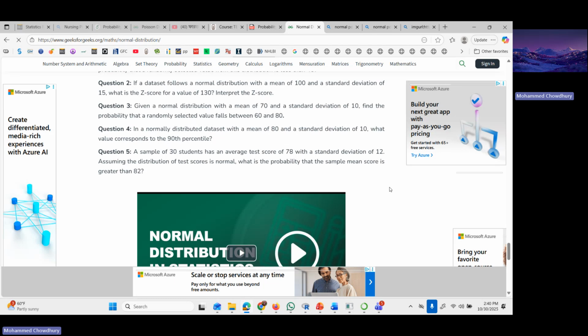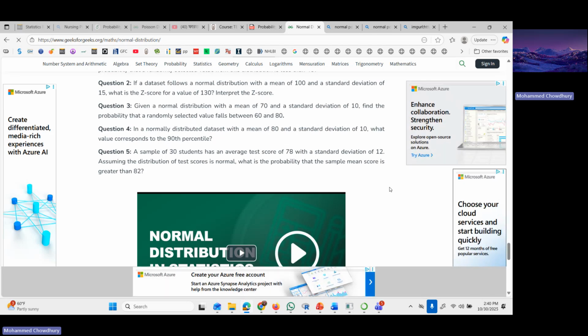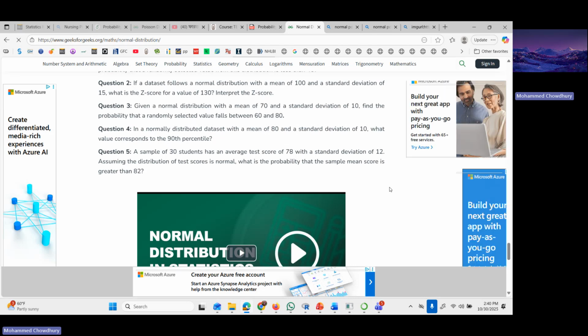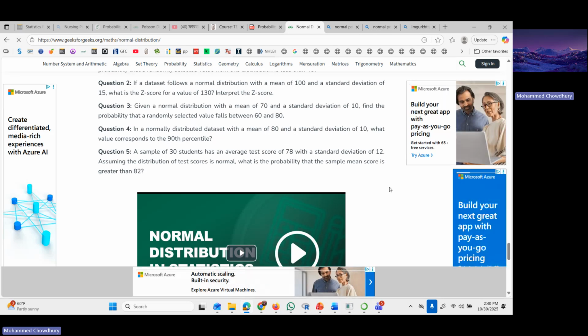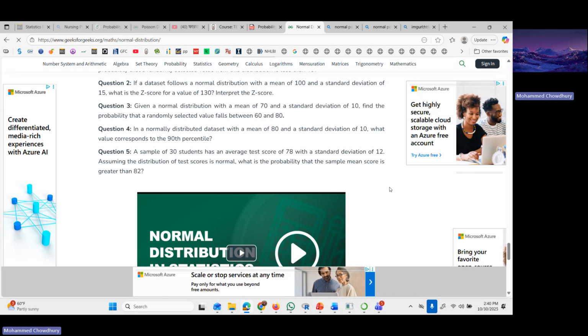One is what I call a straight problem, when you are asked to find the probability or percentage of frequency. Probability or percentage of frequency are the same thing. So you are asked to find the probability. On the other hand, when probability is given and you are asked to find the values or quantiles, that is called the inverse problem. So problem number 4 is the inverse problem.